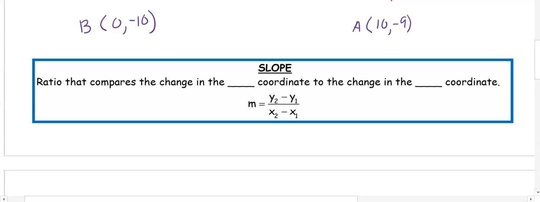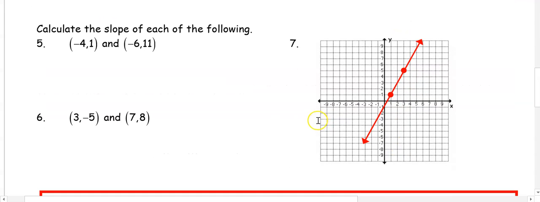In algebra, we talked about slope. Remember that slope compares the rate of change in the coordinate y to the rate of change in the coordinate x. Another way to think about this is we are comparing our rise over our run. We can use slope in a few different ways. First, we're just going to calculate slope. When you calculate slope, remember that the slope equation is y2 minus y1 over x2 minus x1.